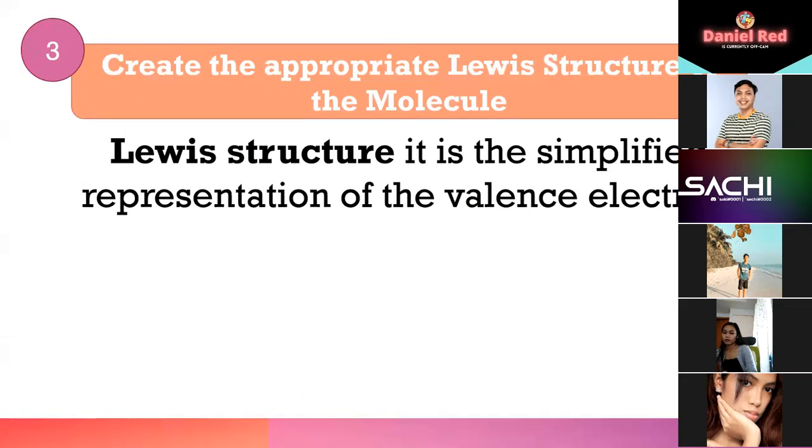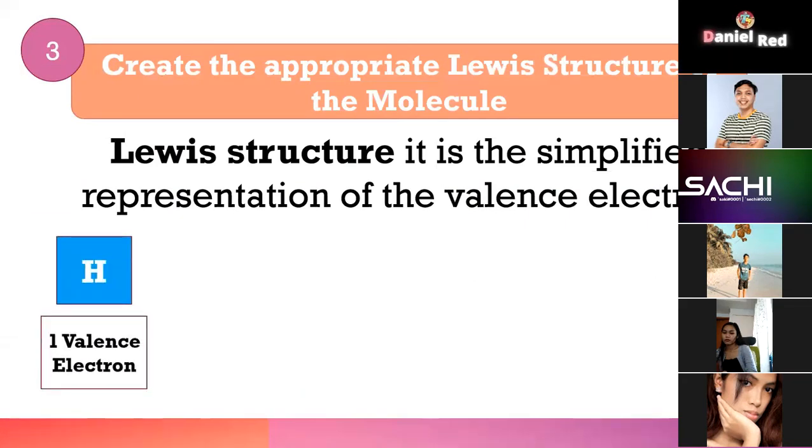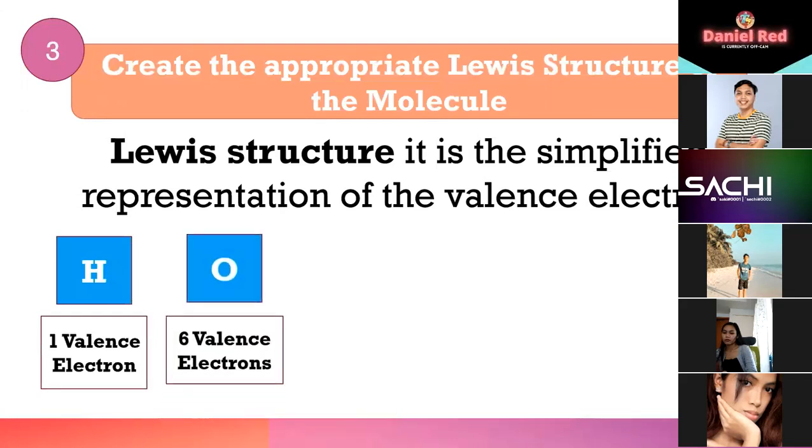So let's move to our example. Once again, we have the element hydrogen, which has 1 valence electron, and oxygen, which has 6 valence electrons. If we create the Lewis structure for these elements, it will look like this. For hydrogen, we need to write a capital H, the symbol of hydrogen, as you can see in your presentation.